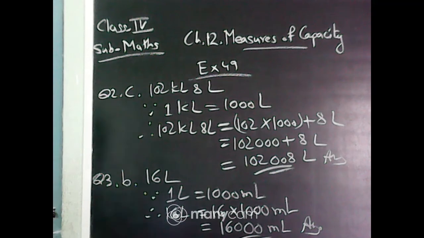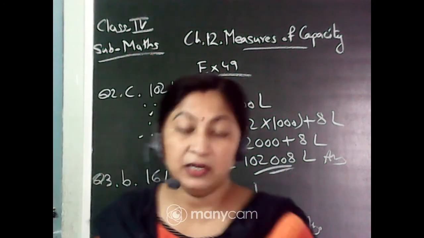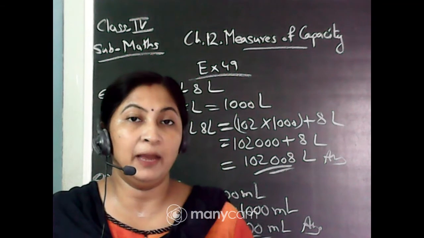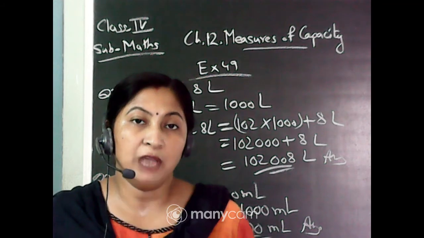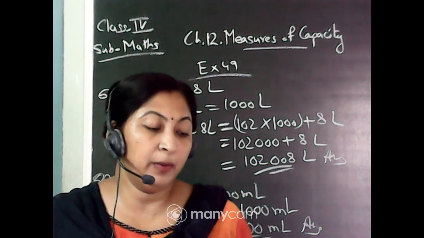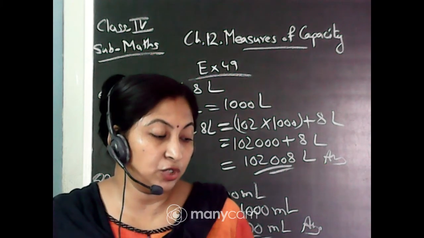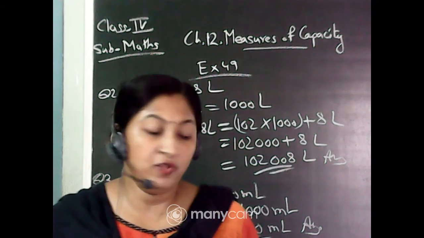Yes, I think you can do the rest of the questions also. Suppose it is given 85 liters, so it will be 85 into 1000. It is 85,000 milliliters. And the next one, 163 liters. So you will multiply 163 into 1000. And after that, 3 zeros will be added to this 163. Okay. So the rest of the questions you will practice on your own.